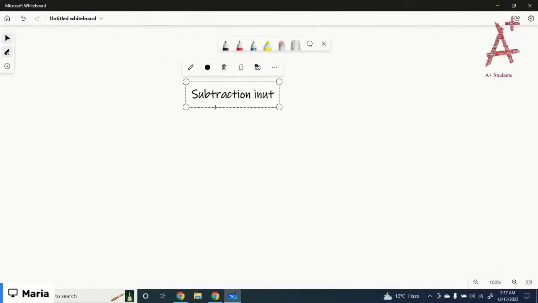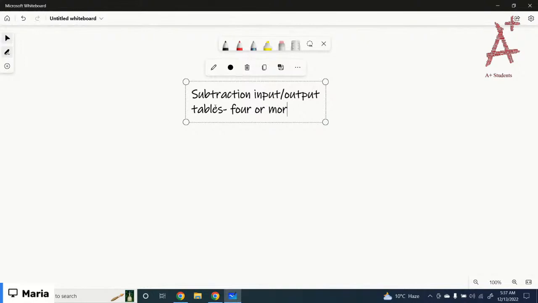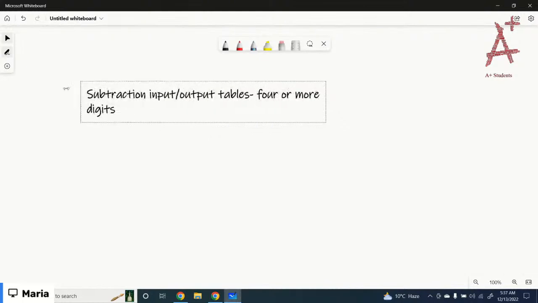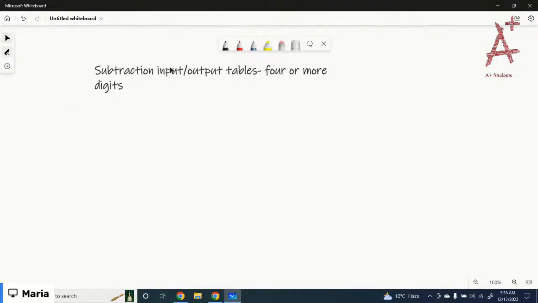Subtraction, input, output tables, 4 or more digits. Got it? Let's just start with the new lesson. It would be subtraction, input, output tables, 4 or more digit.